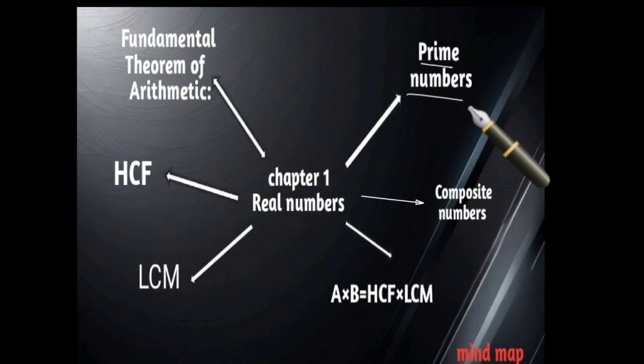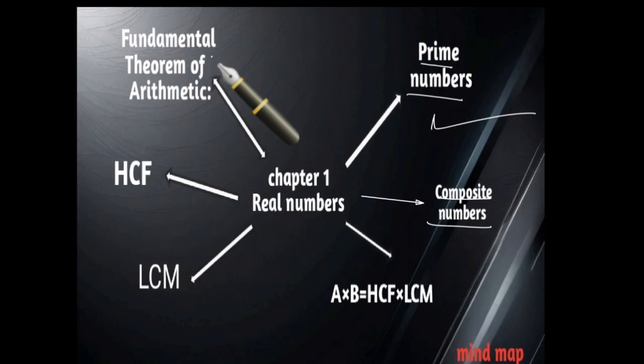The first one is a prime number. Prime numbers means the numbers which are divisible by 1 and itself. A prime number has only 2 factors, that we call a prime number. And a composite number means numbers which have more than 2 factors, which means 1 and itself, and having another number also, that we call a composite number.